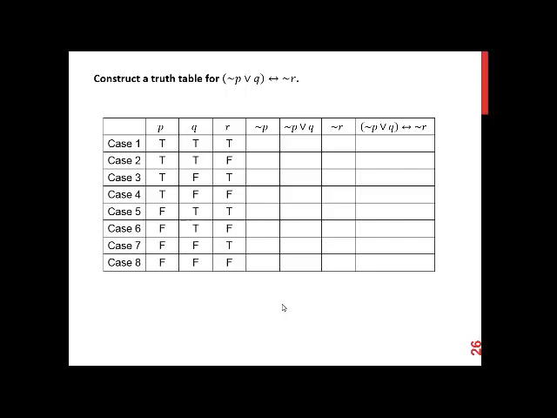Alright, big ugly one. Construct a truth table for not P or Q if and only if not R. So we'll look first at the not P column. Our P column here, we're going to negate that, so true becomes false, and false becomes true.